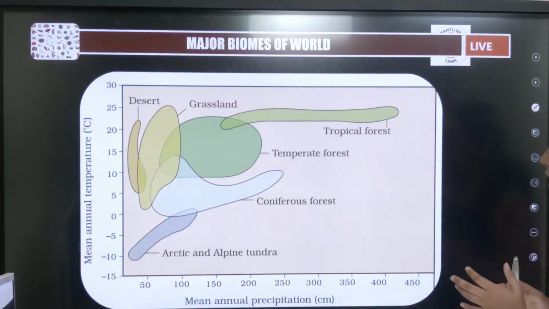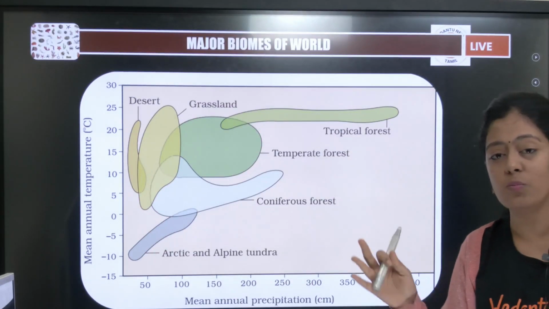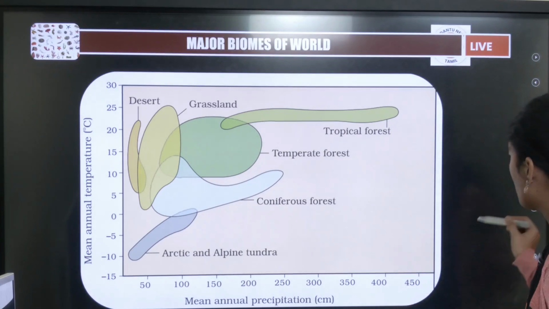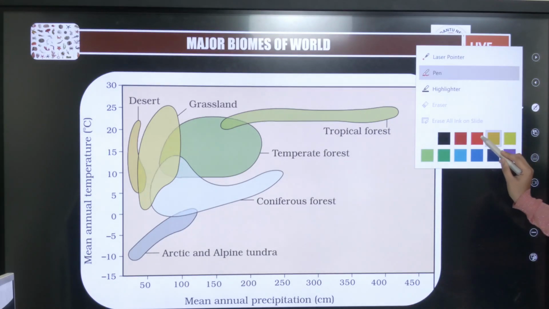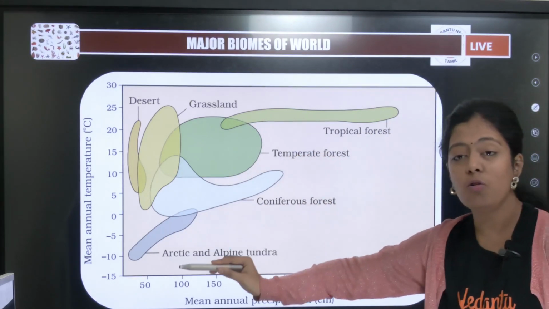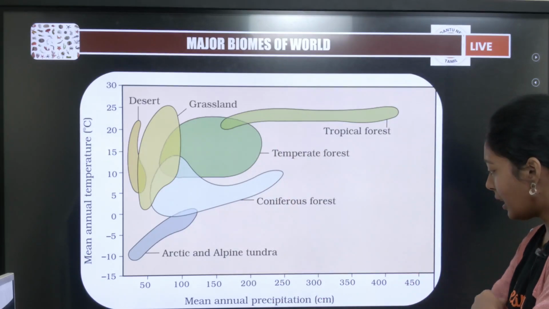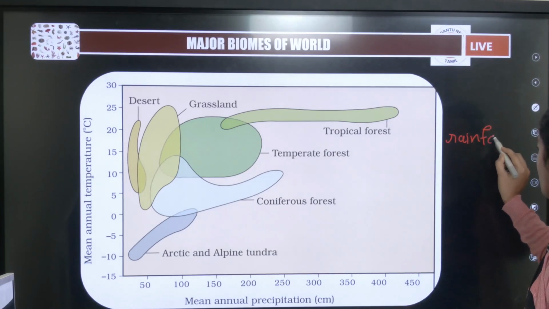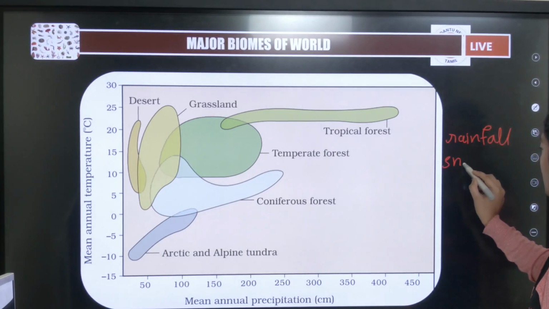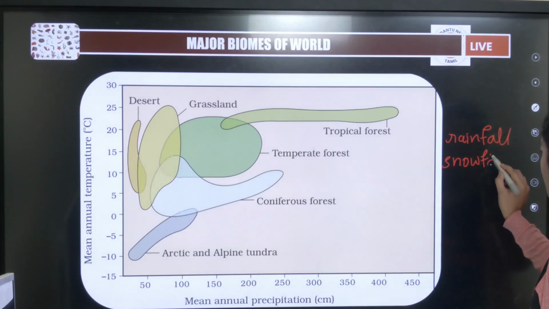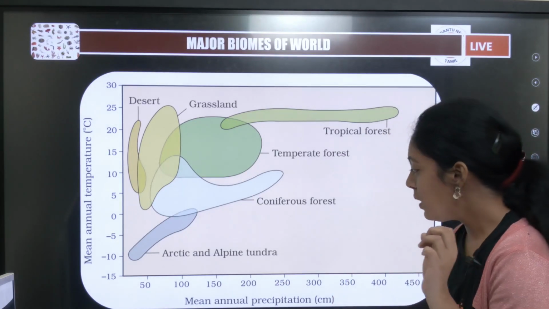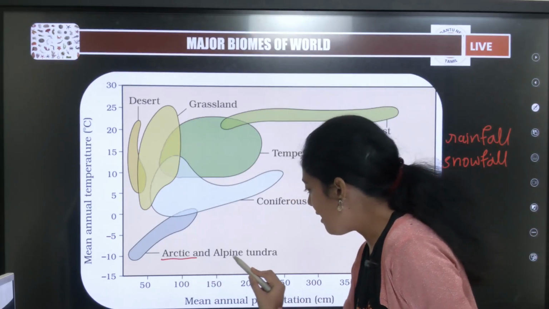Okay, now we will try to understand the major biomes of the world. As I already told you, it is classified based on the precipitation and your mean annual temperature. When we say precipitation, two important things come: one is rainfall, the other is snowfall. So in places where the temperature is very low, you will have snowfall, correct? So let's start with Arctic and Alpine tundra.